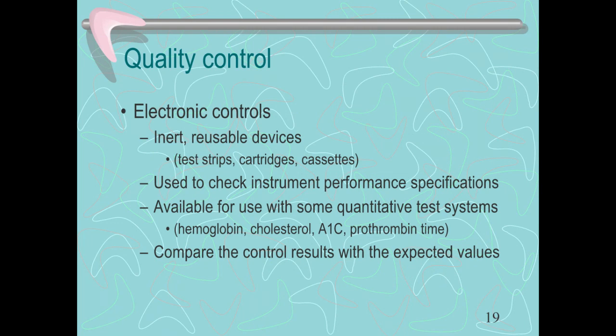Electronic controls are insertable, reusable devices. It'll be specific cassettes or cartridges or test strips that are specific quality control measures. They're supposed to be used at specific times for specific amounts, and those are common with your hemoglobin, H&H, your cholesterol, your A1C, and your proton machines. And they compare control results with what is an expected value.